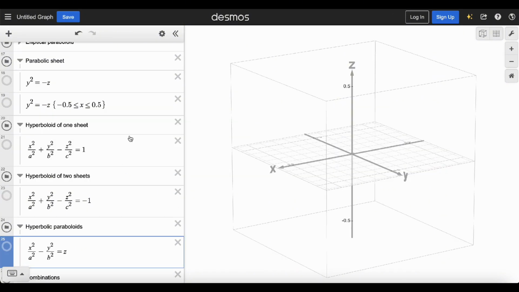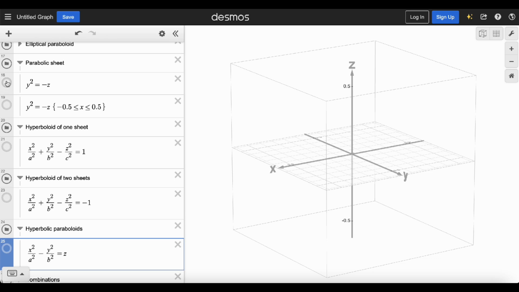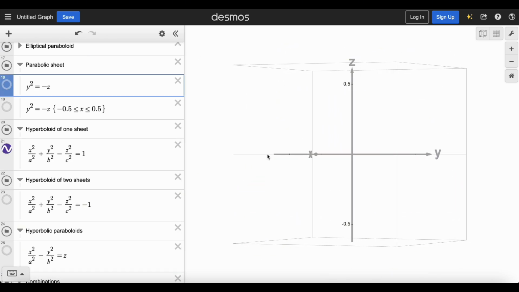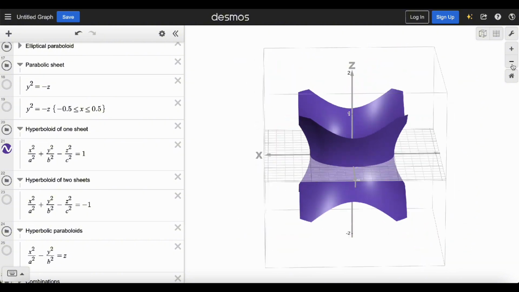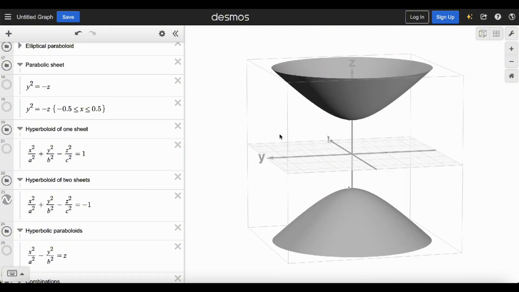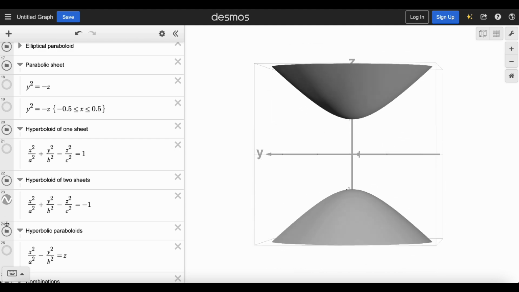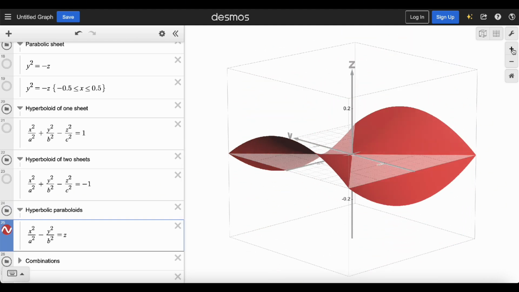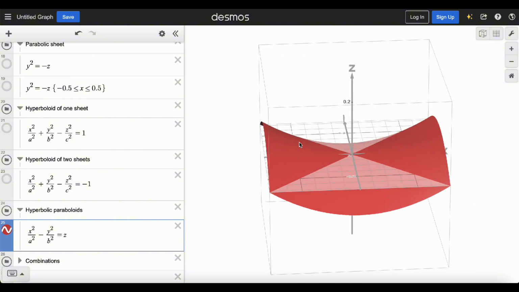For more figures, we also have a parabolic sheet, which looks like a piece of paper. We have a hyperboloid of one sheet, which looks like a funnel. We also have a hyperboloid of two sheets, which is separated in the middle. And we have a hyperbolic paraboloid, which looks like a saddle or a Pringles chip.